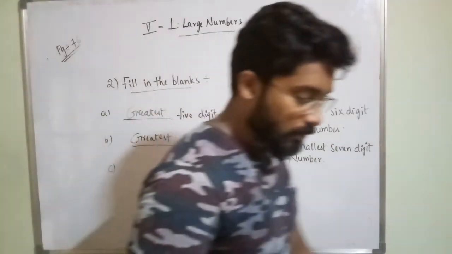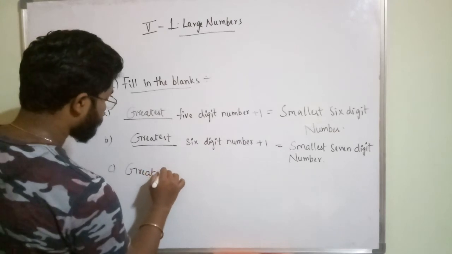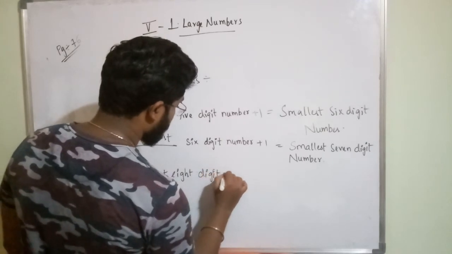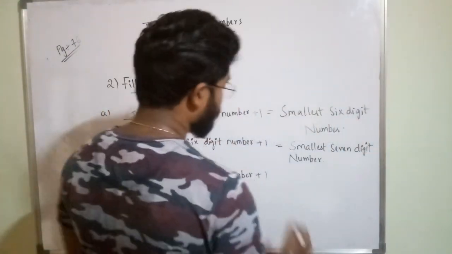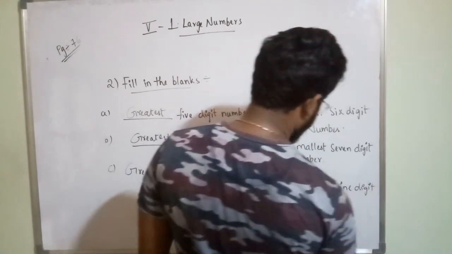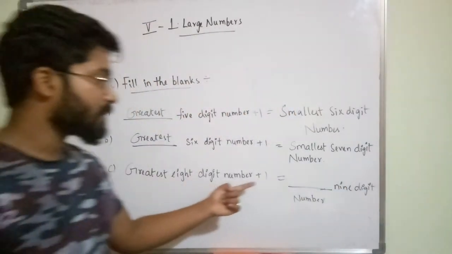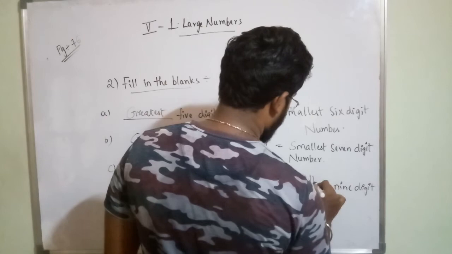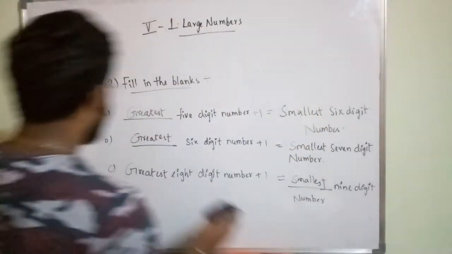Next one, greatest 8 digit number plus 1 is equal to dash 9 digit number. So after greatest 8 digit number you are going to get the smallest 9 digit number. So 3 fill in the blanks we have completed. Okay, so next one let us see.